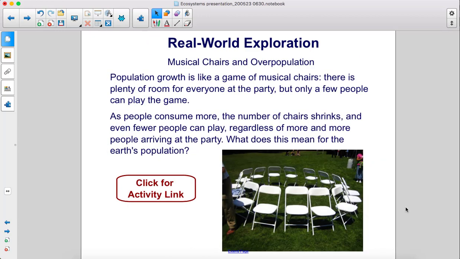Population growth is like a game of musical chairs. There is plenty of room for everyone at the party, but only a few people can play the game. As people consume more, the number of chairs shrinks, and even fewer people can play, regardless of more and more people arriving at the party. What does this mean for the Earth's population?